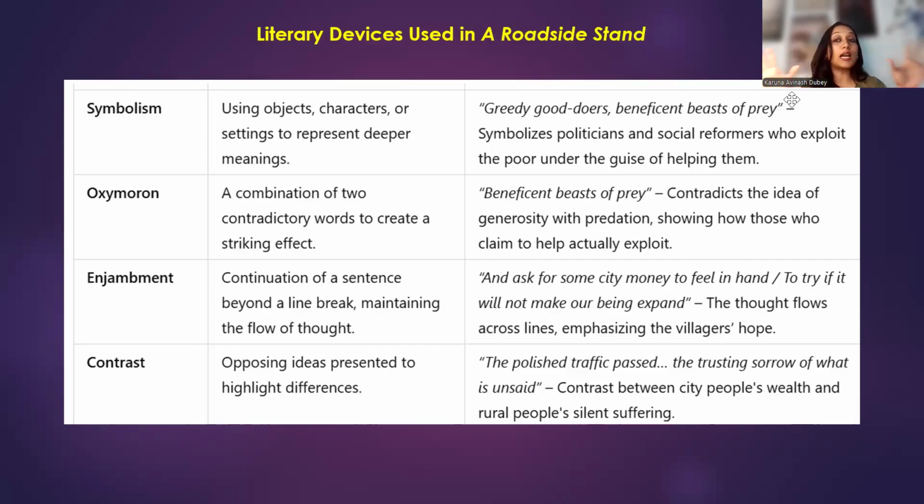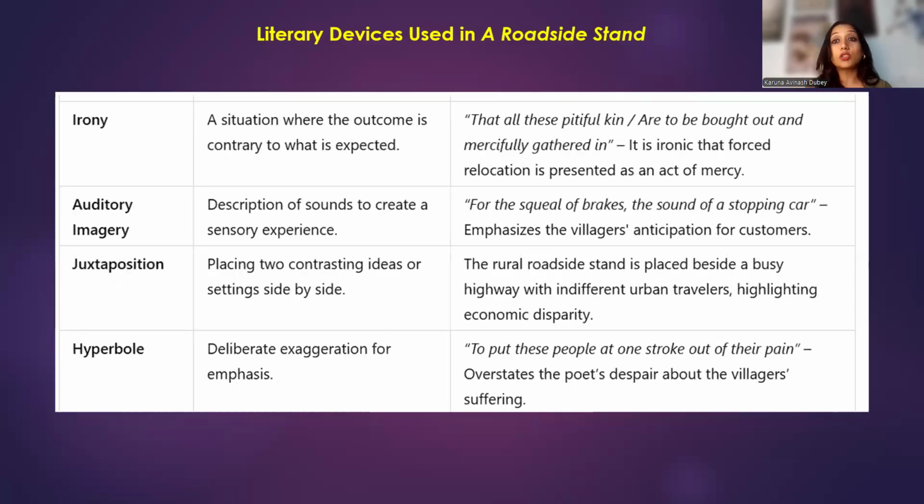Contrast: again two opposite ideas, ideologies placed apart. The polished traffic pass, the trusting sorrow of what is unsaid. Contrast between city people, polished traffic past, and trusting sorrow, these poor people. So two contradictory juxtaposed ideas, when they are put in sharp contrast, that's called contrast. Irony: when I want to say one thing but it means something else. That all these pitiful cane are to be bought out and mercifully gathered in. It is ironic because these people who are making promises, it's not meant to be kept.